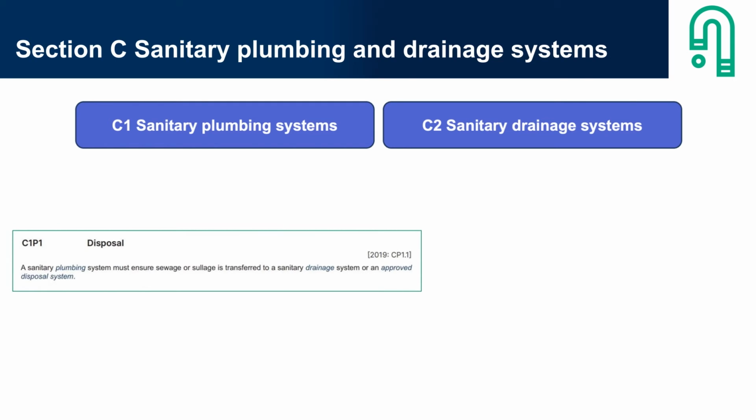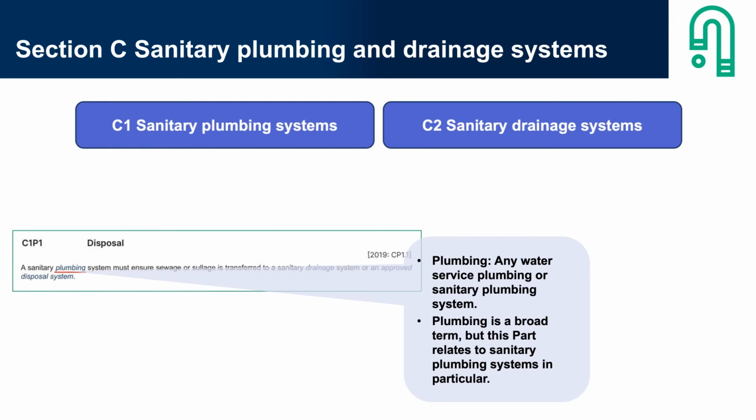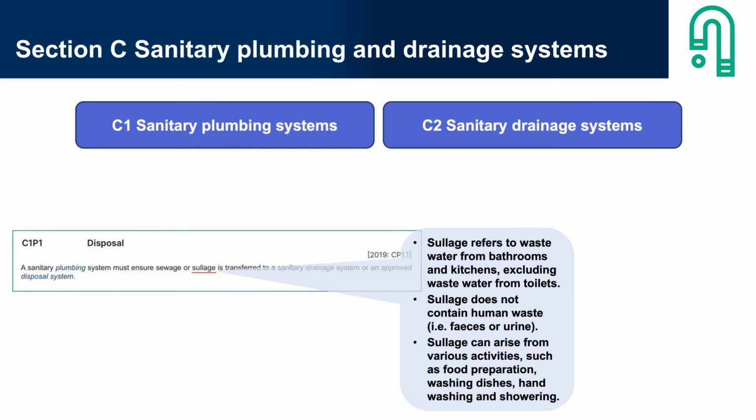C1. Sanitary plumbing systems. Plumbing is any water service plumbing or sanitary plumbing system. Plumbing is a broad term, but this part relates to sanitary plumbing systems in particular. Sullage refers to wastewater from bathrooms and kitchens, excluding wastewater from toilets. Sullage does not contain human waste, i.e. feces or urine. Sullage can arise from various activities, such as food preparation, washing dishes, hand washing, and showering.